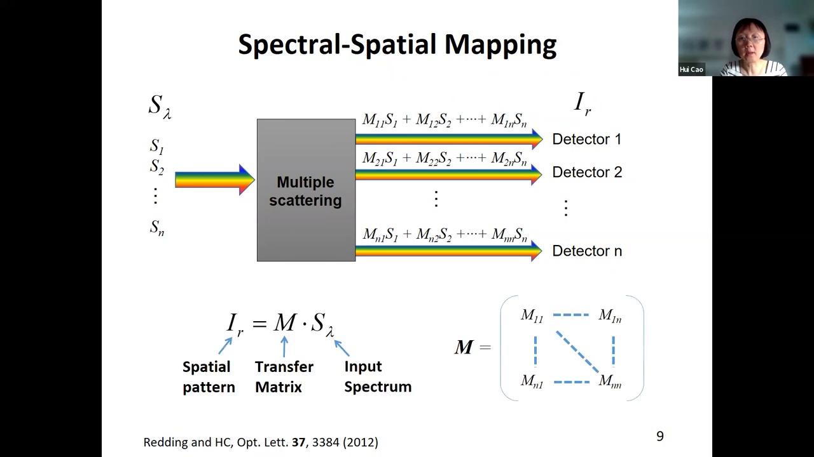If we write this spectral pattern, I know it is 2D, but we can put it into a one-dimensional vector. The input intensity, as a spectrum, is another one-dimensional vector, and they are related by this wavelength transfer matrix. In this transfer matrix, each column tells us the spectral pattern generated by each individual wavelength. So if we know the transfer matrix from the calibration stage, then for any unknown signal we can measure the spectral pattern and use that to recover the input spectrum, which has different frequencies.